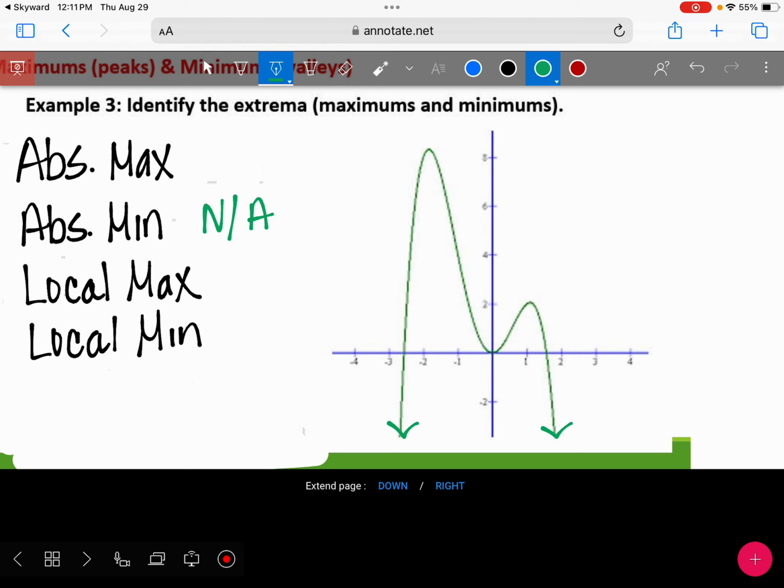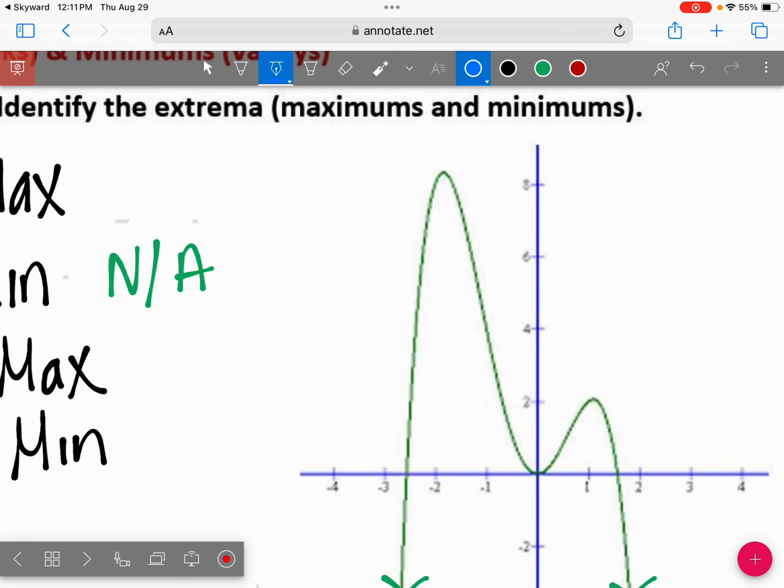All right, we do have a highest point though. Would you agree? We got 2 hilltops, but would you agree that one of these hills is definitely higher than the other? Yeah. All right, so this one we're going to call my absolute. That's my absolute max.